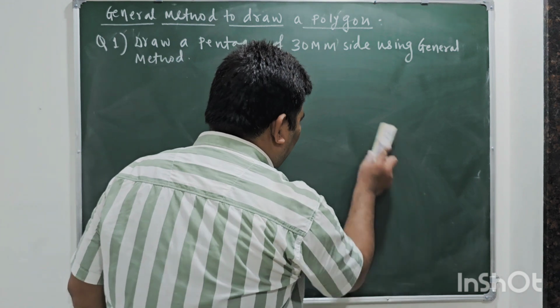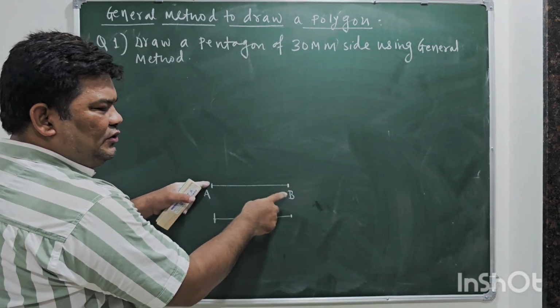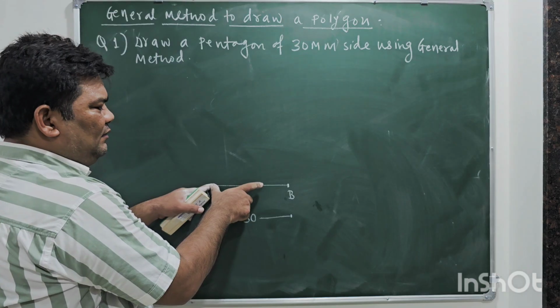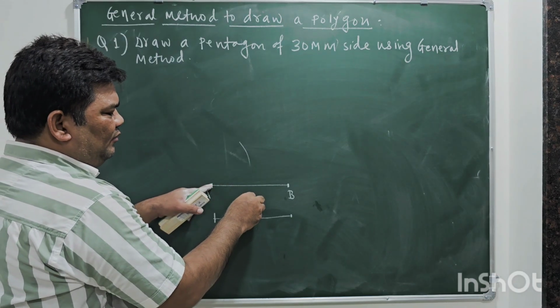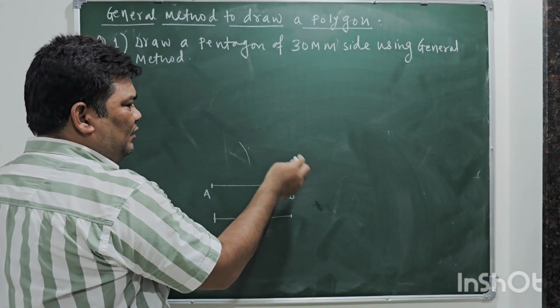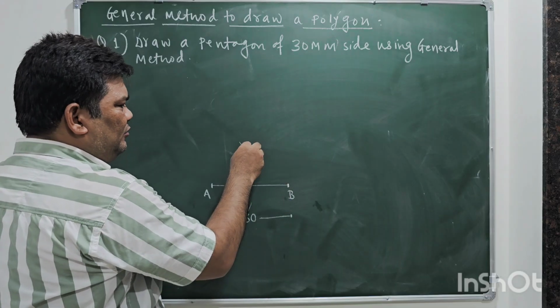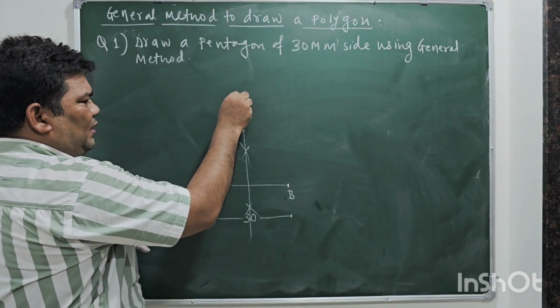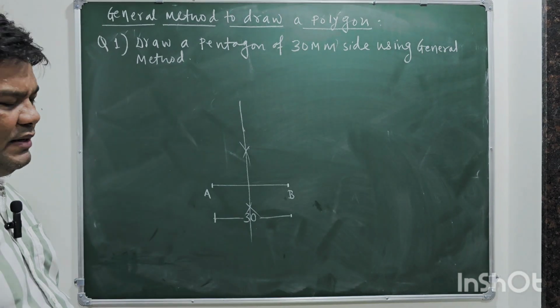So here also you have to do the same thing. First draw a line of 30 mm distance, then bisect the line. Take more than half of the distance from point A, and draw arcs up and down. From point B also, the same distance in the compass, and then draw a line. This way the line is bisected.